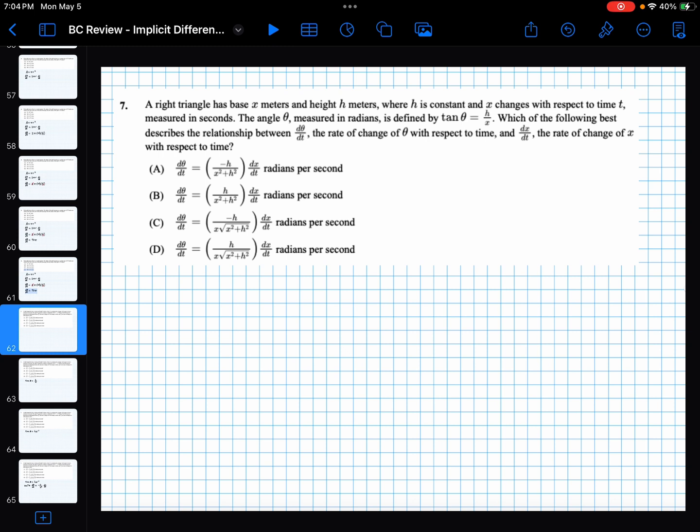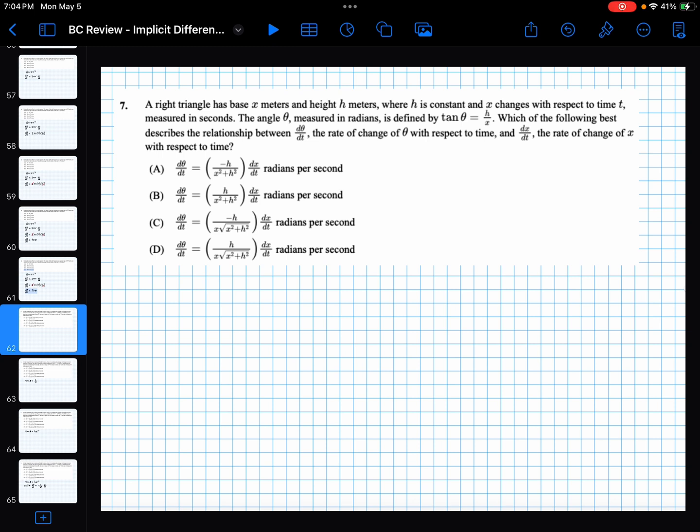They give you the angle now. There's so much information in here. Angle theta, and it's defined by tan of theta equals h over x. And which of the following best describes the relationship between, notice there's two rates of change, both with respect to time here. There's d theta/dt and dx/dt. That lets you know it's a related rates question. And if you take a quick glance at your answer choices, every single one of them has d theta/dt equal to something times dx/dt.